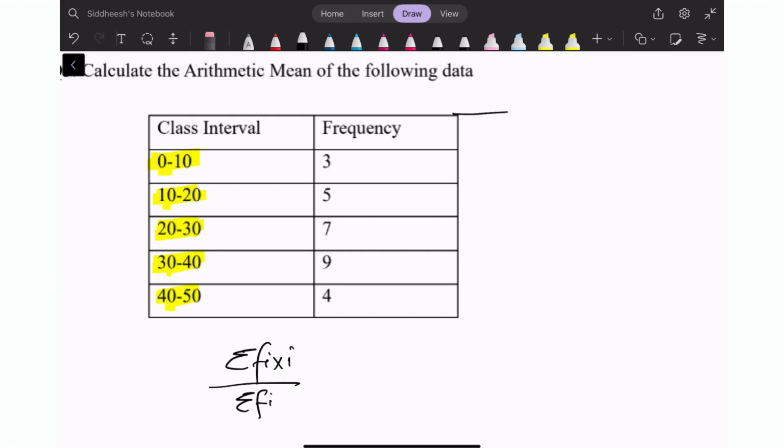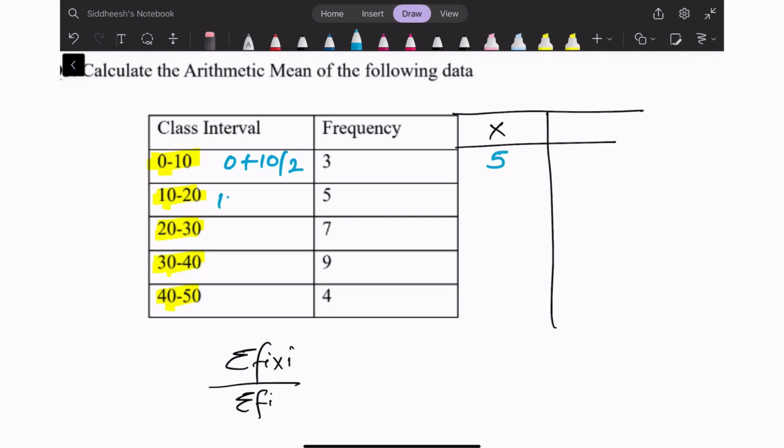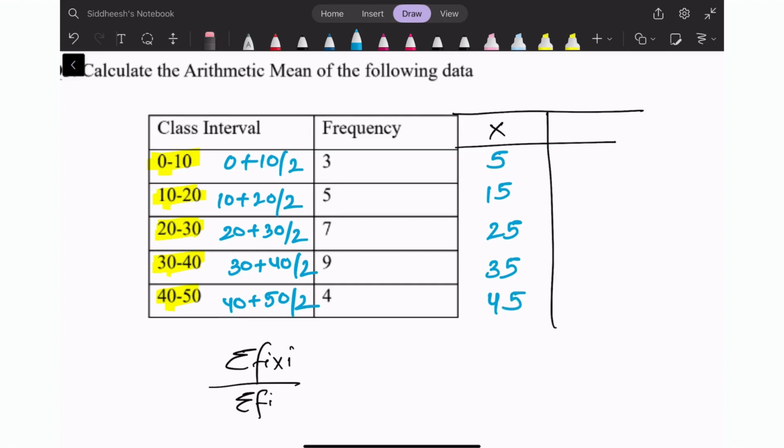We have to create one more row, that is x. How to find this x? We find it from the class interval: 0 plus 10 upon 2, we get 5. 10 plus 20 upon 2, we get 15. 20 plus 30 upon 2, 25. 30 plus 40 upon 2, 35. 40 plus 50 upon 2, 45. This is your x now.